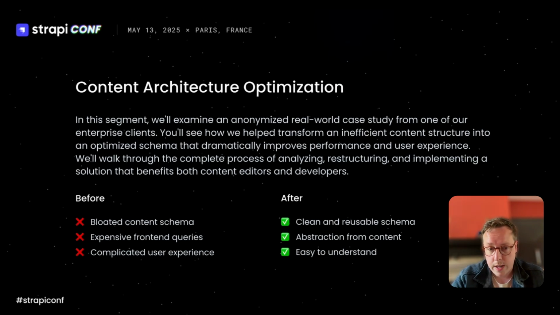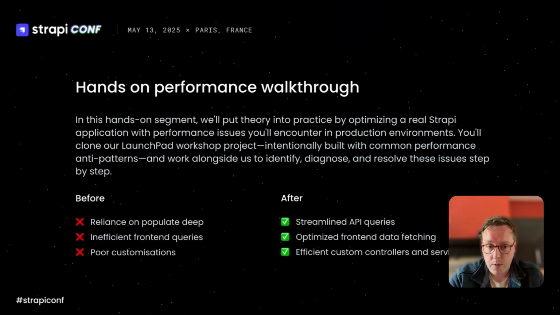So when we look at the example, you'll see that it's quite a bloated schema, which requires expensive front-end queries and ultimately creates a complicated user experience for both your content editors and a developer experience for your developers. We're going to make this schema clean and reusable. We're going to be abstracting from content, and we're going to make it easy to understand for content editors and developers alike.